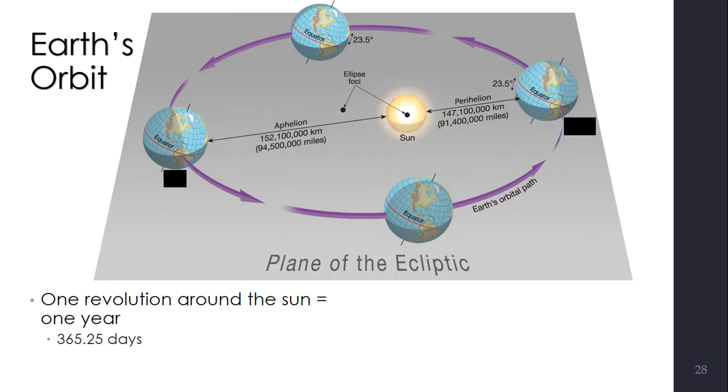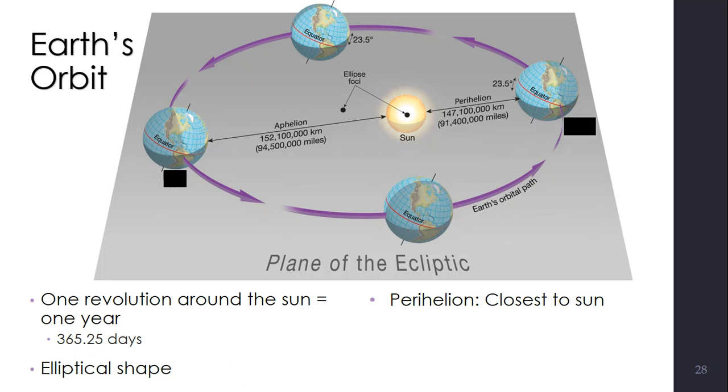It takes 365.25 days. That 0.25 is why every 4 years we have a leap year. We have to get that extra day in somehow. And it has an elliptical shape. It's not a perfect rotation. A part of the year, it's closer to the sun than it is at another part of the year.